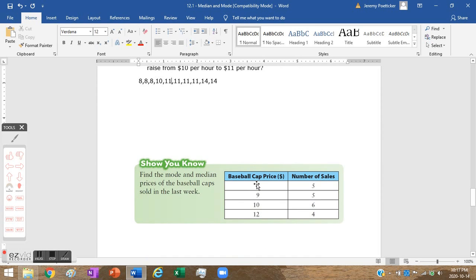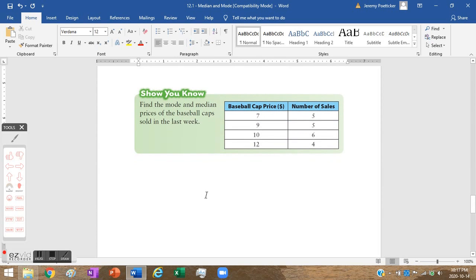All right, find the mode and median prices of the baseball caps sold in the last week. Pause it and give it a try. Go ahead and do it. I'm just going to give answers this time. If you're not sure, you need to just go back and take a look at everything we've looked at so far. So answers coming right up. Pause it if you don't have it. Yeah, you got it. Okay, good.